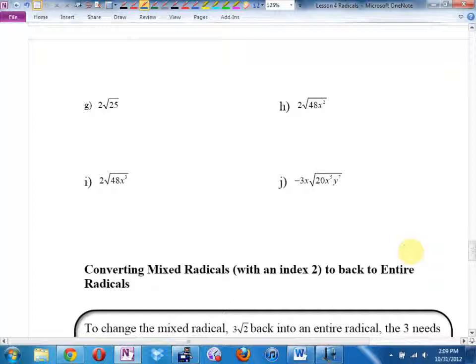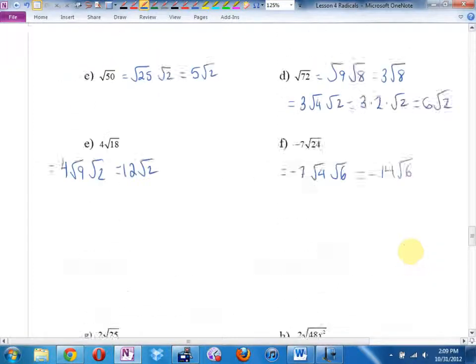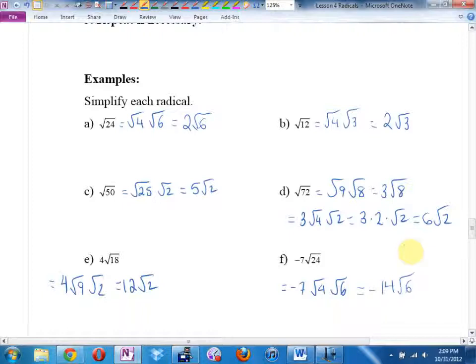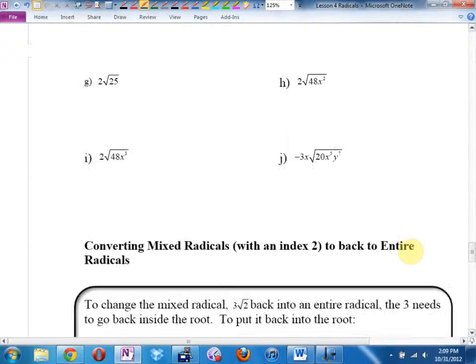2 root 25. Oh, hey, wait. Isn't 25 a perfect square already? Okay. So we only use this method if it's not a perfect square. If it is a perfect square, what is the square root of 25? Just plain old 5, root nothing. This is really 2 times just plain old 5. Not 5 root 5, just 5, because 25 is a perfect square.